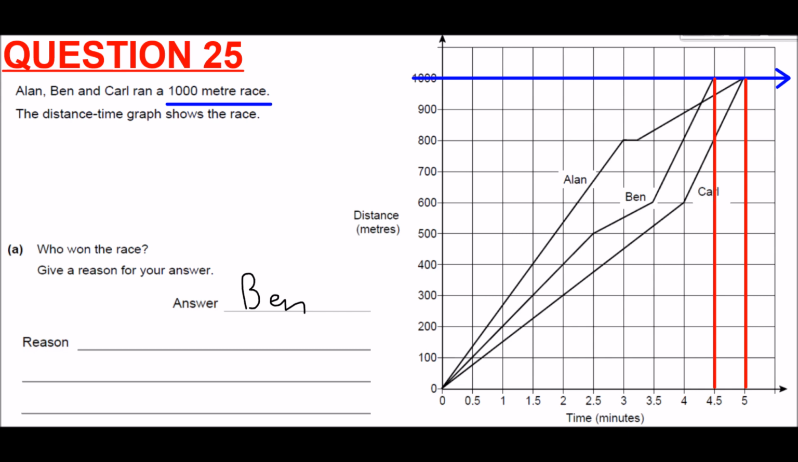So if we just write that down, something along the lines of Ben took 4.5 minutes. Then just say that Alan and Carl took longer. Took 5 minutes.